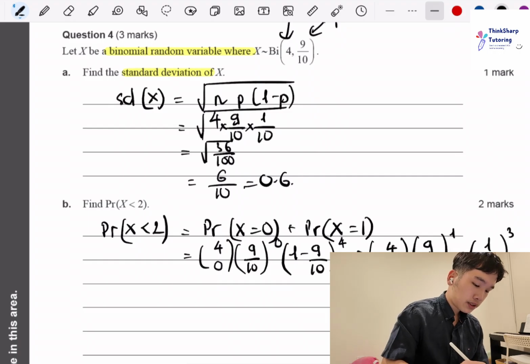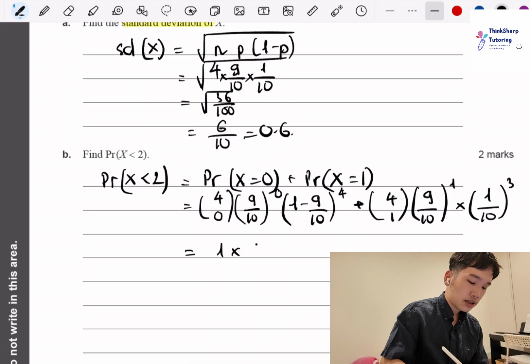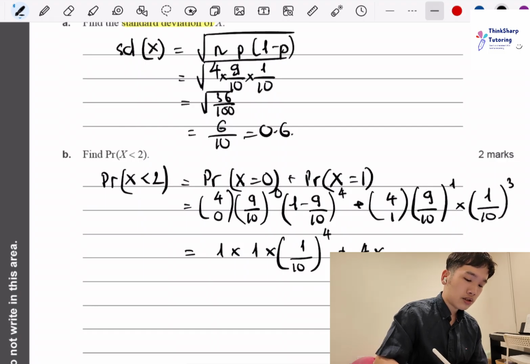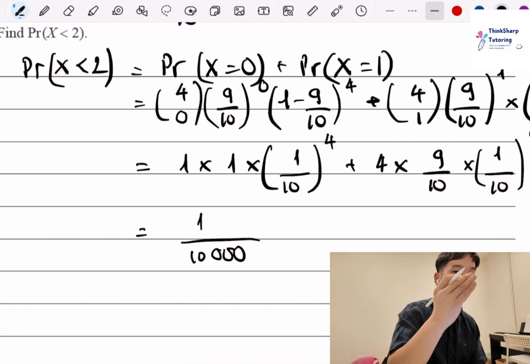Okay, so 4 choose 0 is 1. 9 over 10 to the power of 0 is going to be 1. This is going to be 1 over 10 to the power of 4, plus 4 choose 1 is going to be 4, times 9 over 10, then 1 over 10 cubed. All right. So that would be 10 to the power of 4. That would be 10,000.